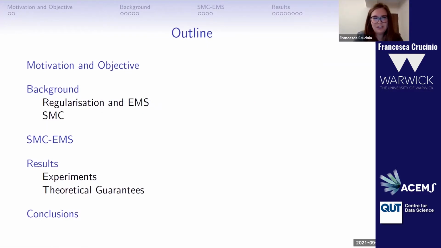I will start by motivating this project and explaining why we started looking at this problem, then give a bit of background on Fredholm integral equations mostly, and just two slides about SMC, because I know that the audience is quite familiar with SMC. So I will just briefly set the notation, then introduce the algorithm that we propose, which we call SMC EMS, a couple of results, both experimental and theoretical, and briefly conclude.